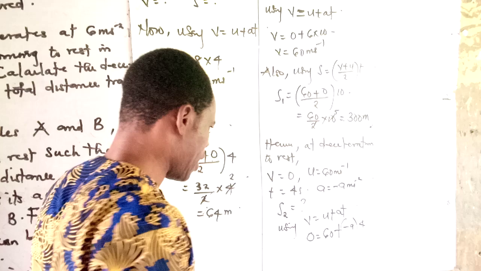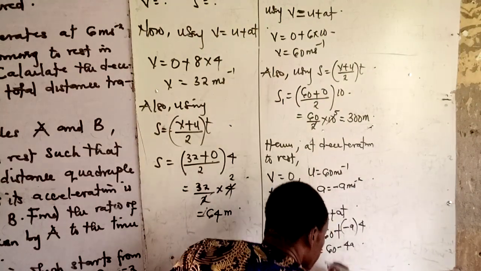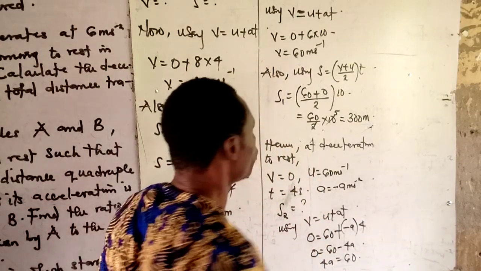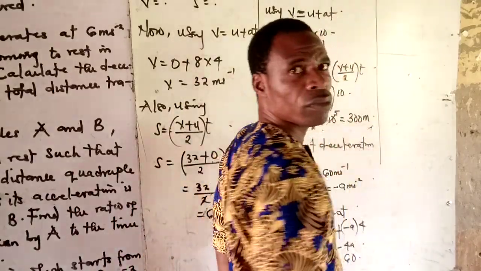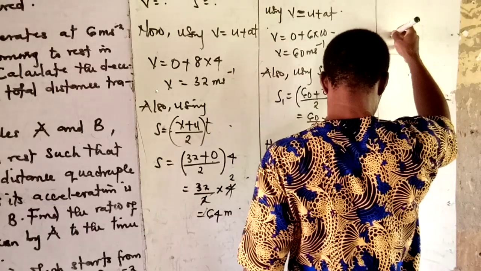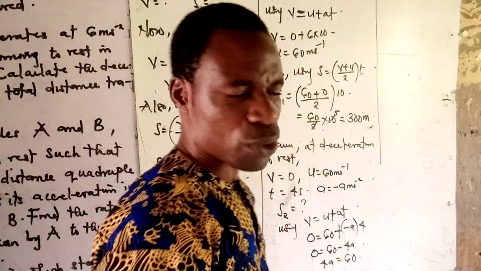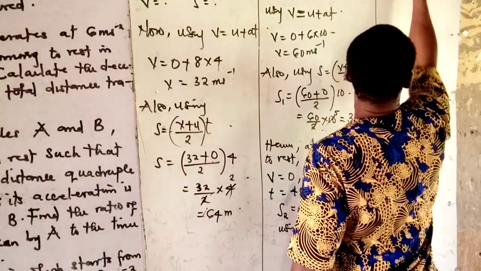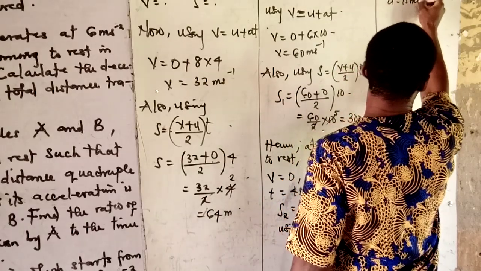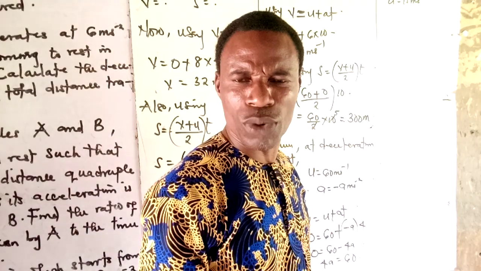Okay? What do we have now? We have 0 is equal to 60 minus 4A. Bring the 4A over, that is 60. What's the magnitude of the deceleration A? It is 60 over 4, when you divide both sides by 4. So the 4 here is 1, and 60 over 4 is 15. So it becomes 15 meter per second square.